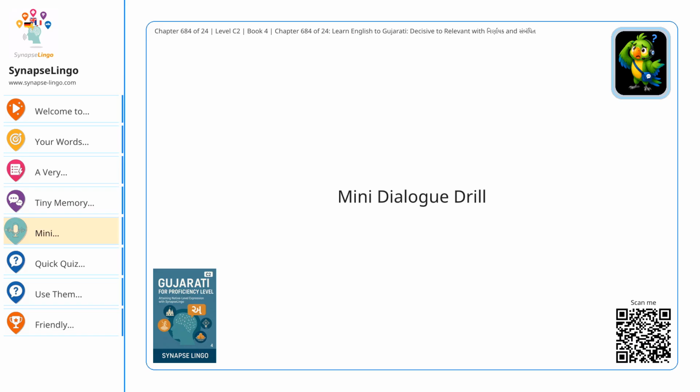Mini dialogue drill. Let's hear the words in action. You can repeat the Gujarati words after each line. A: Was that the turning point? B: Yes, it was निर्णायक. A: What does this article focus on? B: It is मुख्यत्वे about safety.